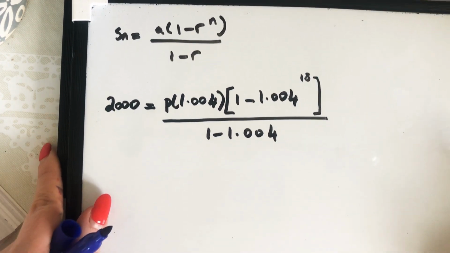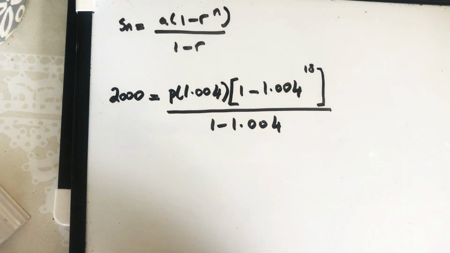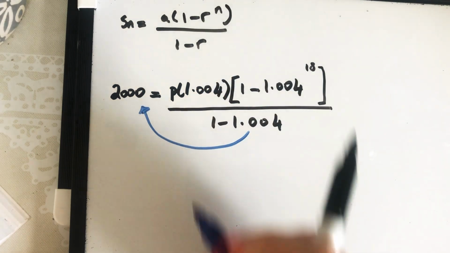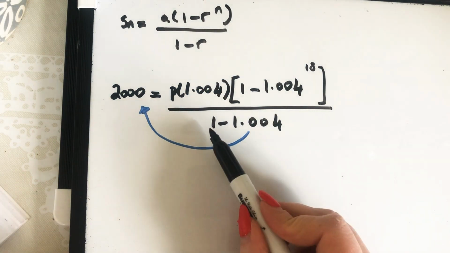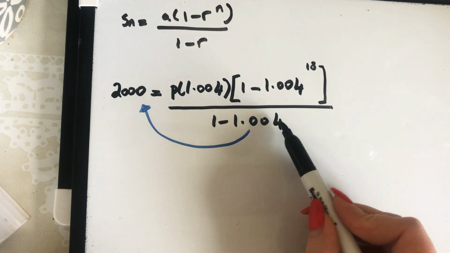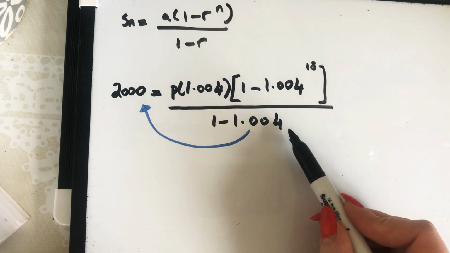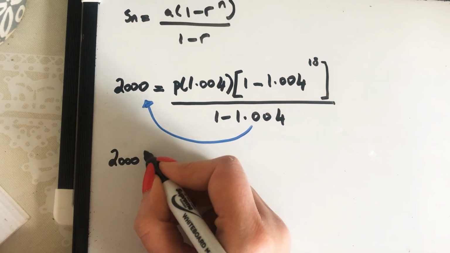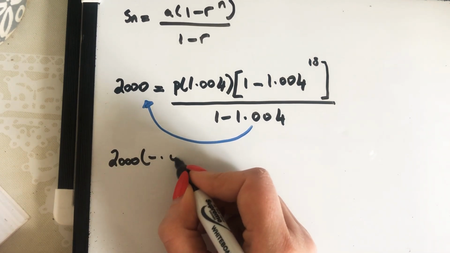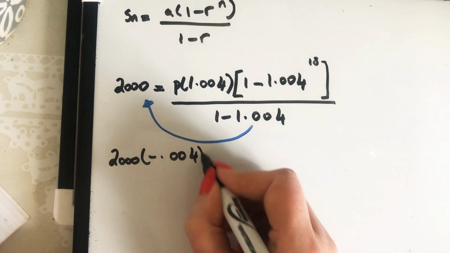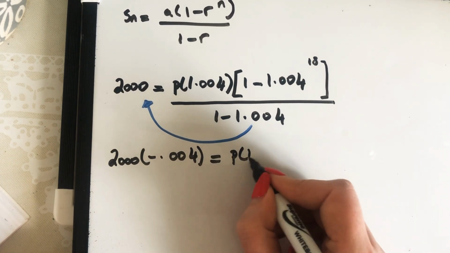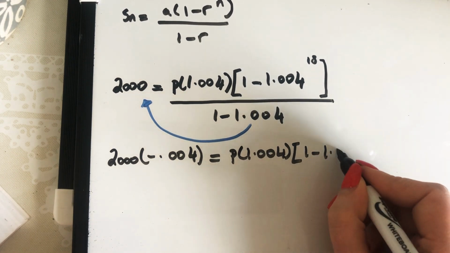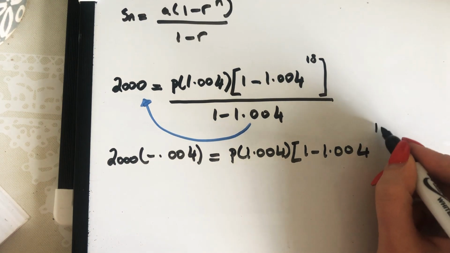Next of all, we want to solve to get P on its own. So now we're just doing a little bit of algebra here. We're going to bring what is under the line, which is being divided up here, and multiply it. But of course, 1 minus 1.004 is negative 0.004. So that's what we'll bring over instead. And then we equal that. I'm just rewriting here, as you can see.